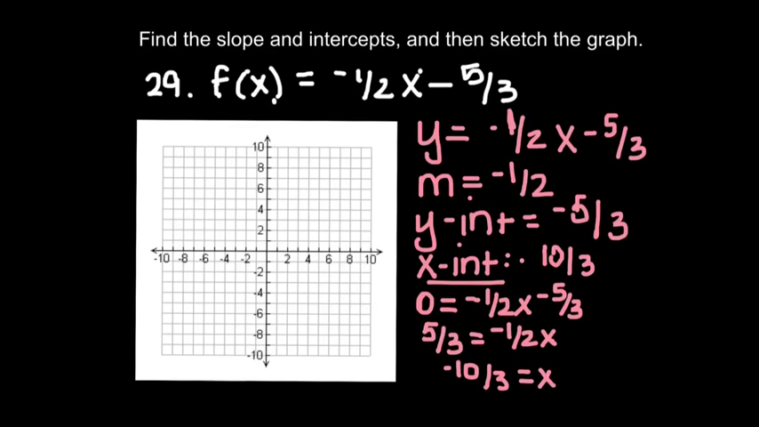Using this information, I can graph it. If I find negative 5/3 on the y-axis, negative 5/3 is negative 1 2/3, so I'll be right about there. And then my slope is negative 1/2, so from there, go down 1 and over 2. So this will give me an approximate look at my graph.